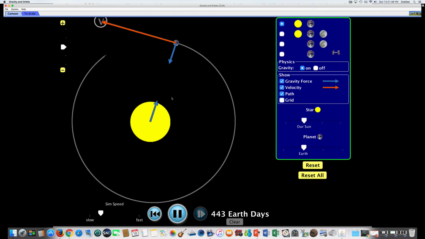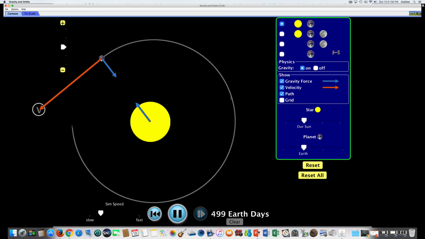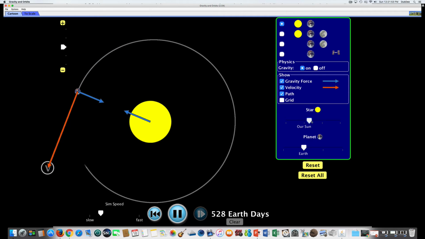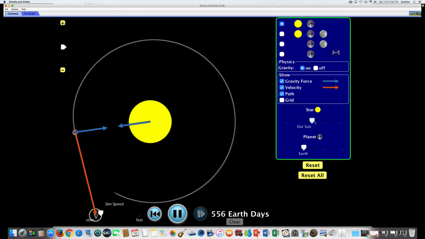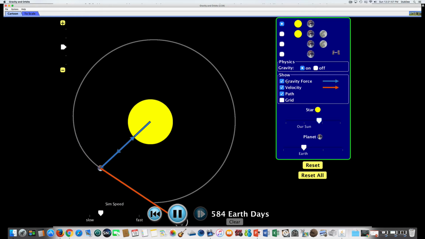Now suppose I played around with this, and let's suddenly crank up the mass of the star. Let's do that even more. And let's turn off this gravity force because it's just getting in the way.